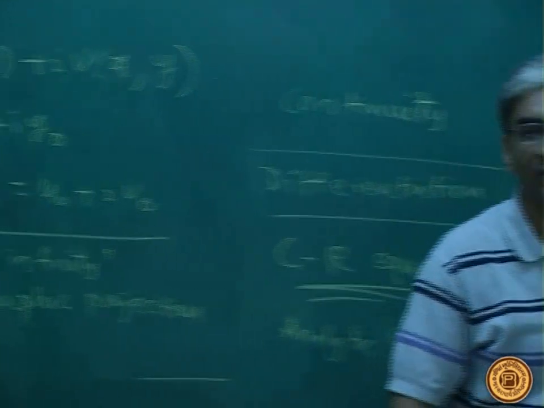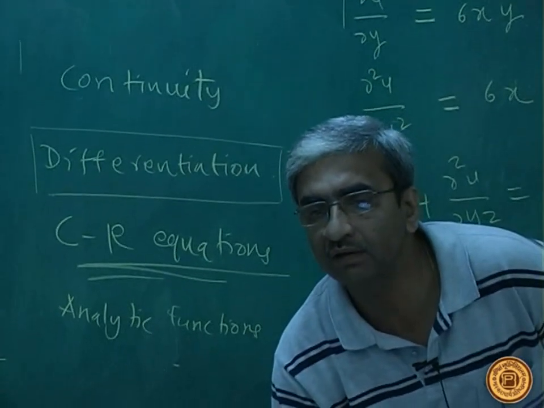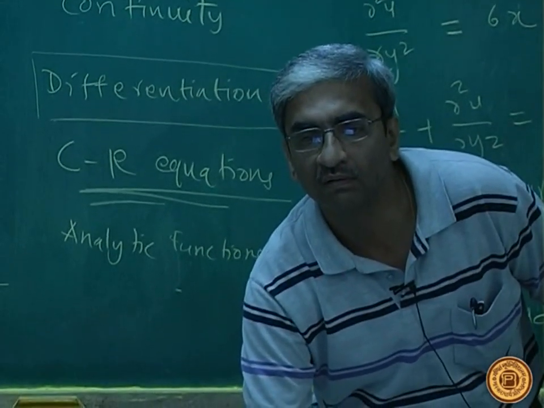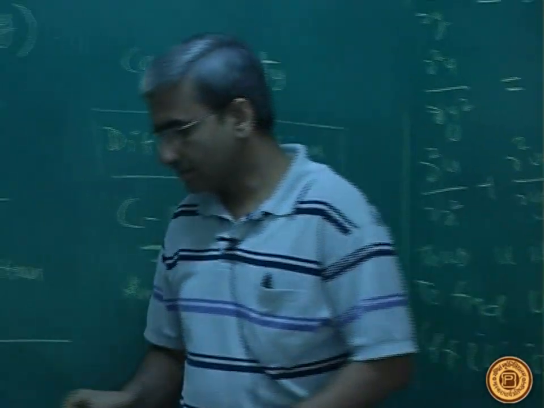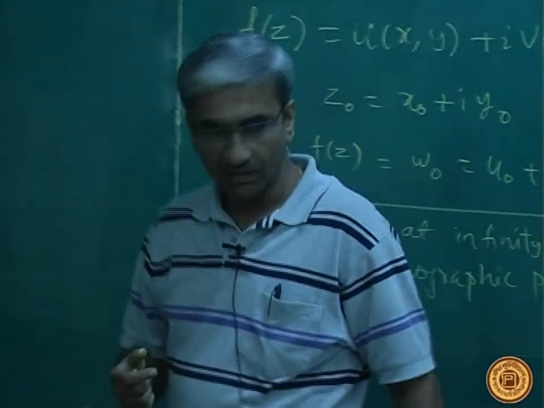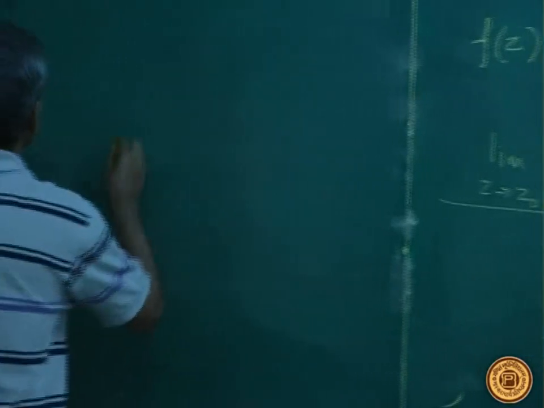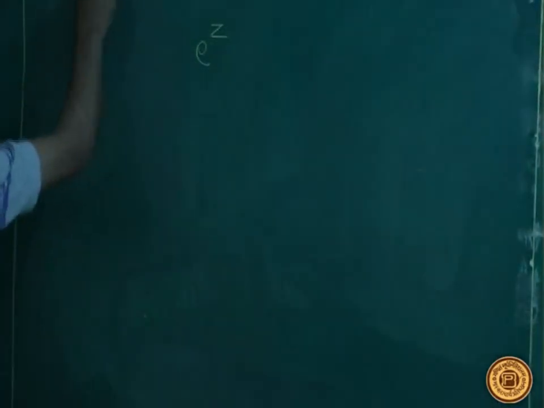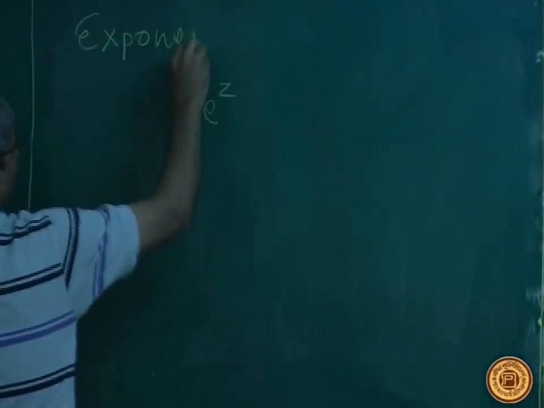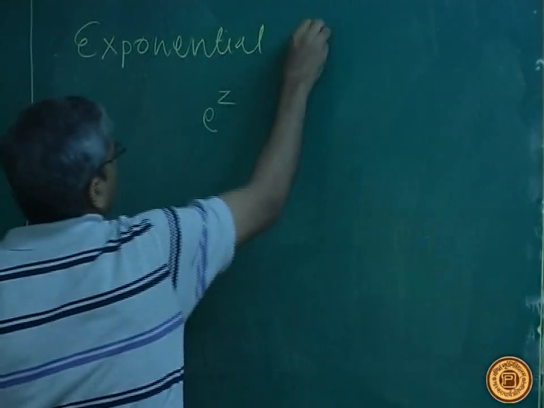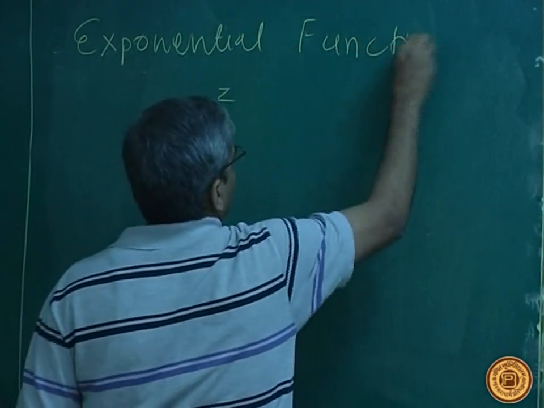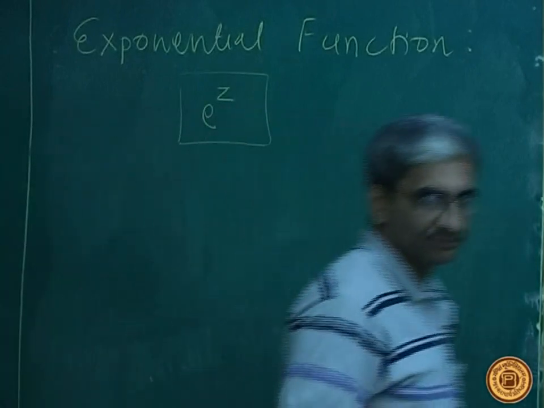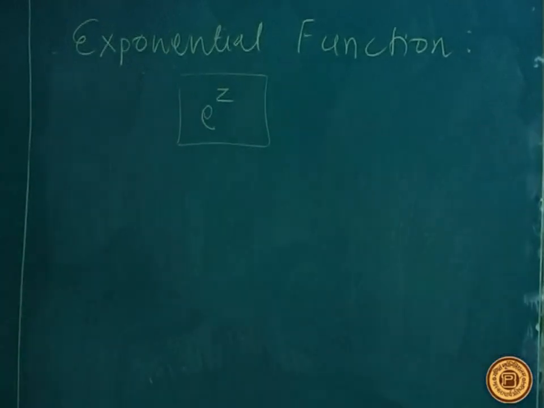Exponential function of a complex variable. That means we want to define something like e to the power z. So this is the object we want to define.